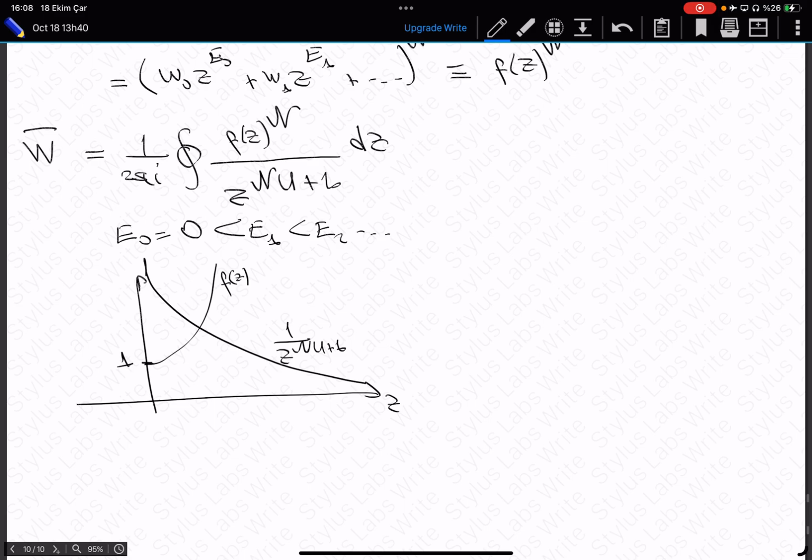Well, if you multiply them, what you will end up having is a function along the real axis like this. It will start from infinity. Well, f(z) goes to infinity much faster, and eventually it goes to infinity. Here there is a minimum.